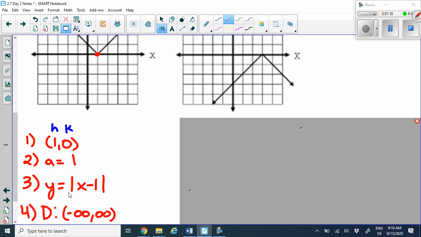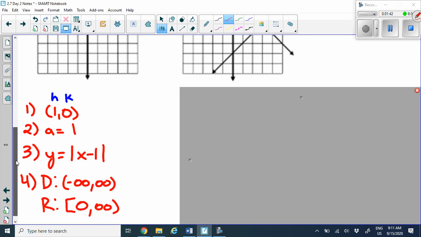Then our equation is y equals absolute value of x minus 1. Do not forget you do the opposite of what you see for h. Now notice for k, I didn't really put anything there. If you put like plus 0, minus 0, that is okay. But if you don't put anything there at all, we can assume that that is going to be a 0, okay? Then domain, we should all get that correct. It should be negative infinity to positive infinity. And then our range is from 0 to infinity, because we go from 0, our lowest y value, and then since we're opening up, we go to positive infinity.